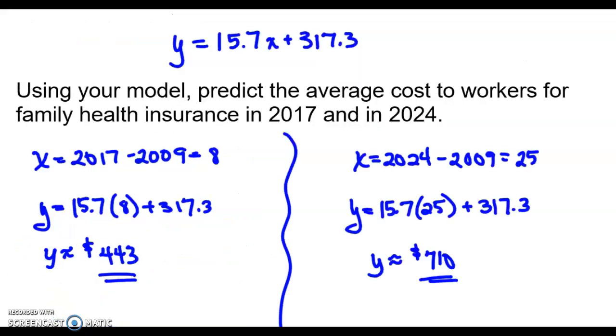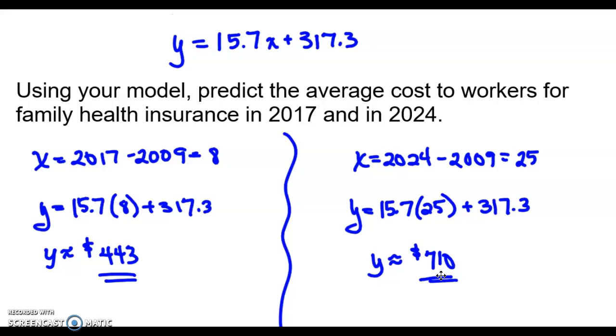So let's apply that. Here's our model. If we want to predict for 2017 and 2024, we first, you notice, in both cases, have to figure out what the x is. Remember, I can't just put in 2017. I have to say, how many years is that since 2009? So I take 2017, subtract my start year, and I get x equals 8. Similarly, for 2024, we calculate x to be 25. Plugging those into the model that we came up with a minute ago, we get approximately $443 in 2017 and a whopping $710 in 2024.